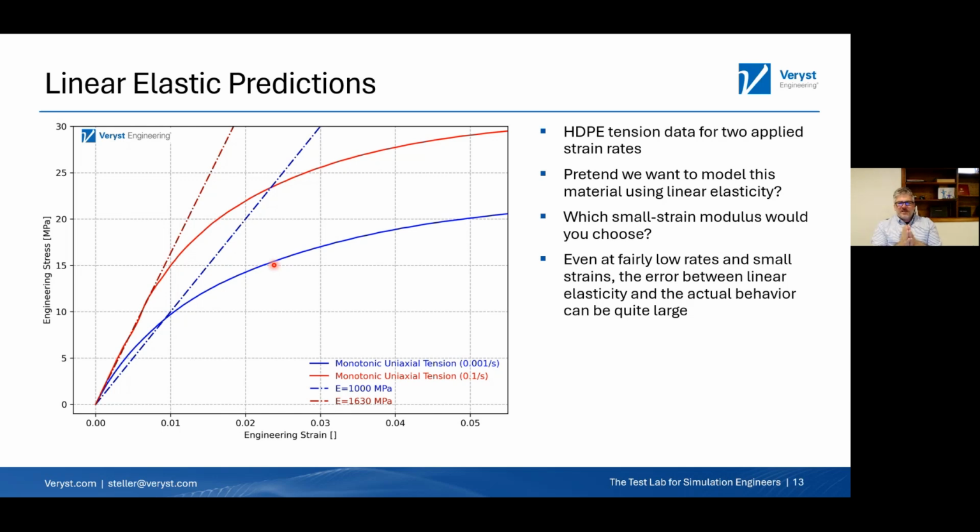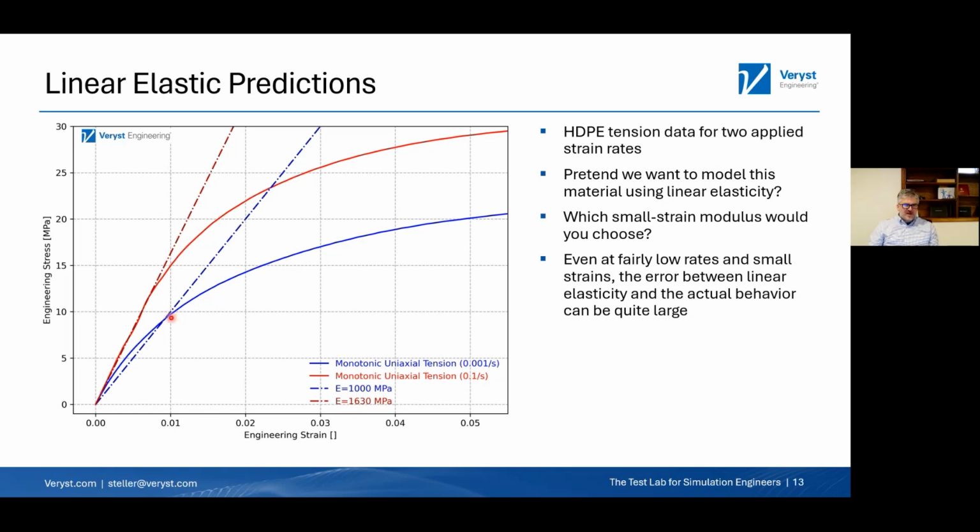So first, we did these tests at two different rates. The red curve is at 0.1 strain per second, so it goes to 10% strain in 1 second. The blue one is at 0.001 strain per second, so it goes to 0.1% strain in 1 second. So very different rates. I would actually consider both of these quasi-static, but you can see that you're getting a very different response.